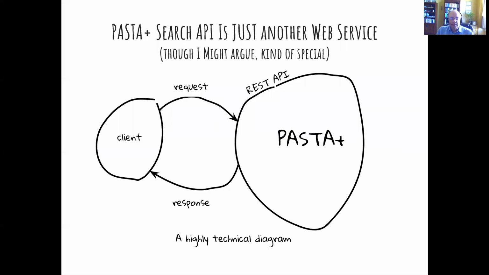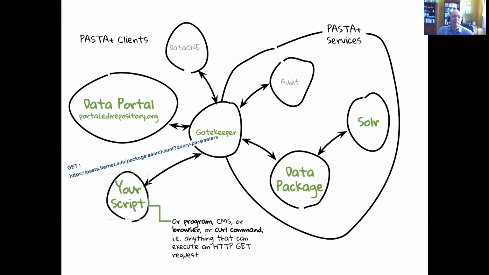In this highly technical diagram, we see the high-level view of a client program sending a request to Pasta Plus via its REST API. Pasta Plus processes the request and sends a response back to the client. I include this here simply to point out that the Pasta Plus Search API is really just another web service provided by Pasta Plus, one of over 50 total, though an important one because of the richness of information it can return and at blazingly fast speeds.